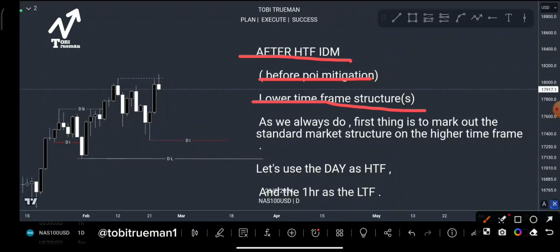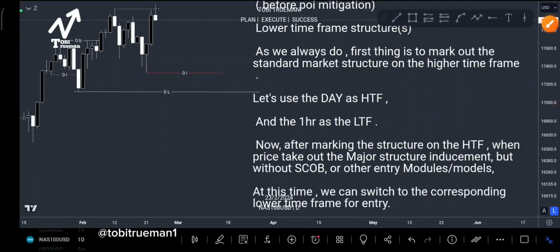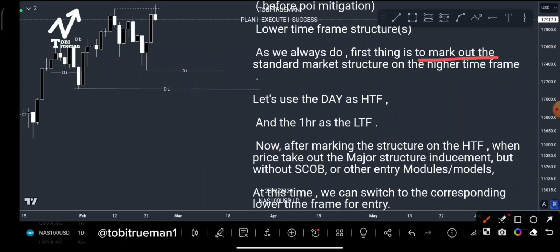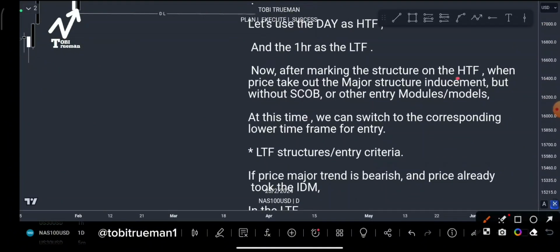I just have to write all these things here before we go into the structures. As we always do, the first thing is to mark out the standard market structure of the higher time frame. In this scenario, let's use the daily time frame as our higher time frame, and then the corresponding 1 hour time frame as our lower time frame.